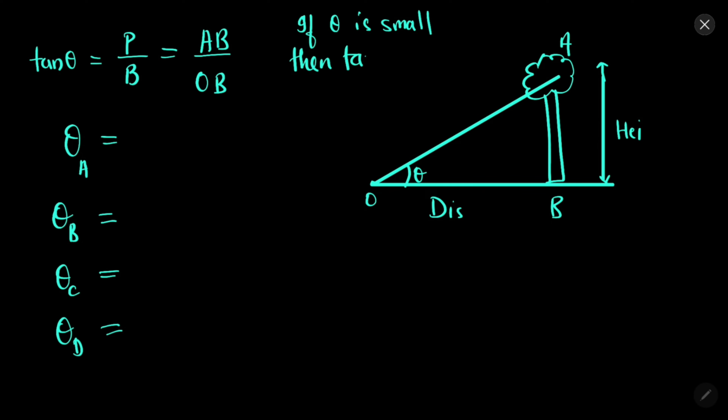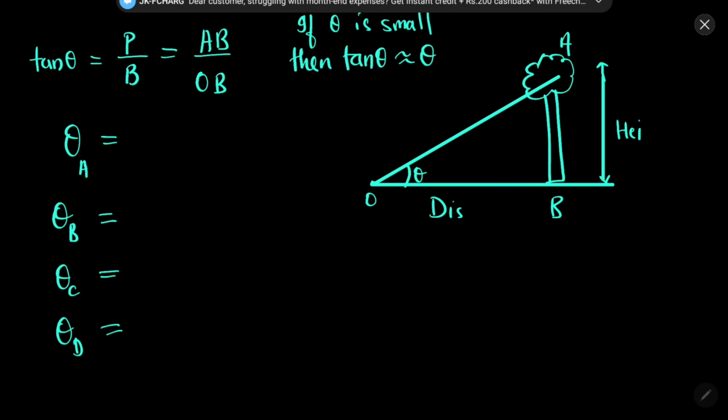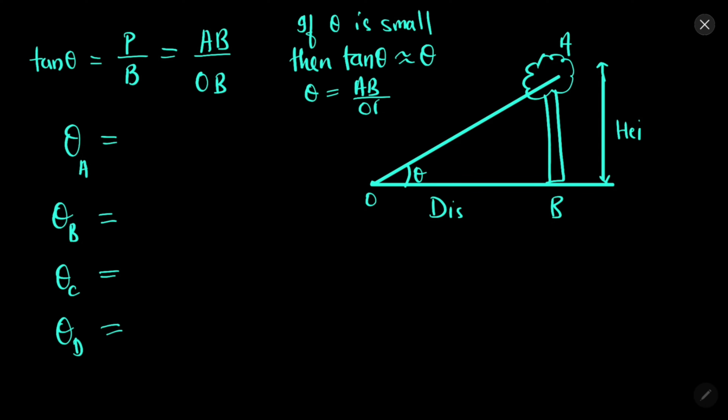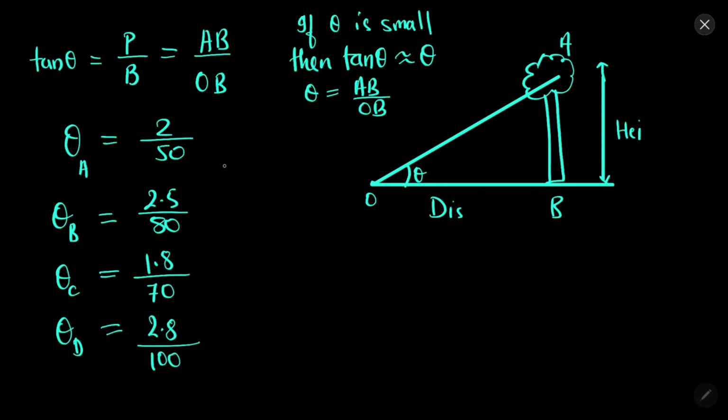Now one important thing, this tan theta can be equated to theta if theta is small, then tan theta can be approximated as theta, which will give us theta equal to AB over OB. So height over distance. So in the first one it is 2 over 50, in the second one it is 2.5 over 80, in the third one it is 1.8 over 70, in the fourth one it is 2.8 over 100.